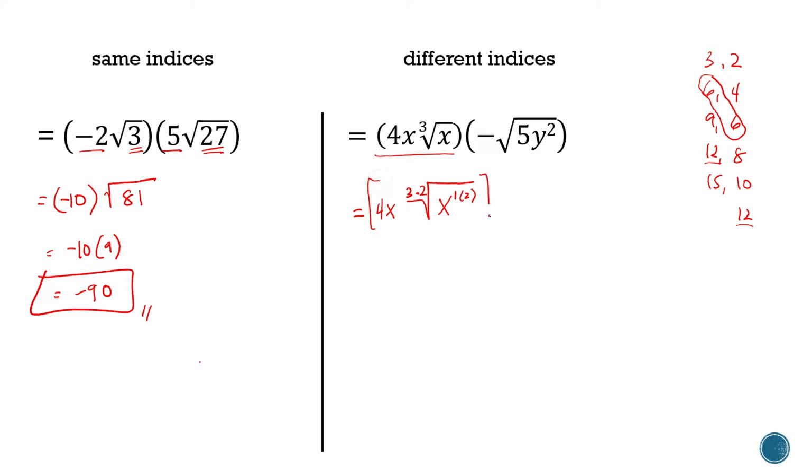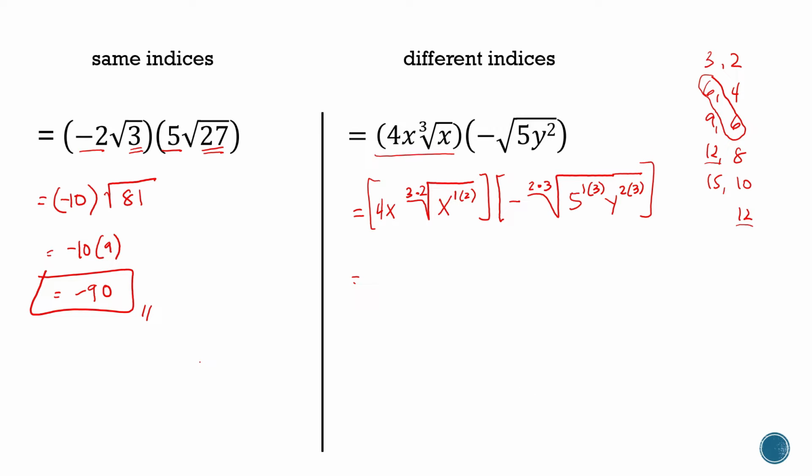Next, the other radical. This is negative square root of 5y squared. The index is 2, and we need to make it equal to 6. The number that we will multiply to 2 is 3. So 5 is raised to 1, and then multiply that by 3, y raised to 2, and then multiply that by 3.